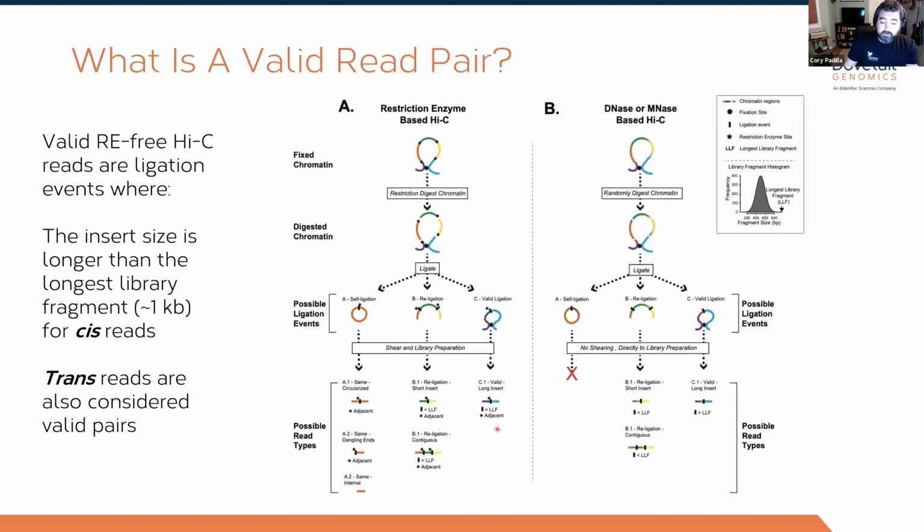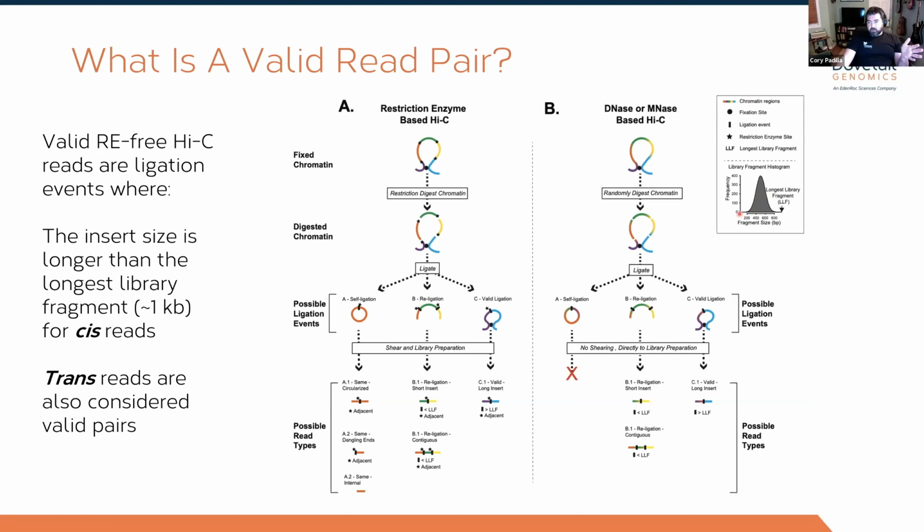And then once you sequence, here are the possible read types. And really, how you classify these read types is whether or not in restriction enzyme space your fragment occurs near a restriction site, and that the ligation event, that insert size, is bigger than your longest library fragment. So let's take a second to talk about that.